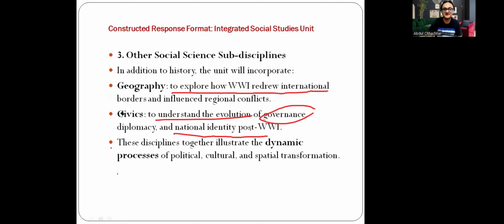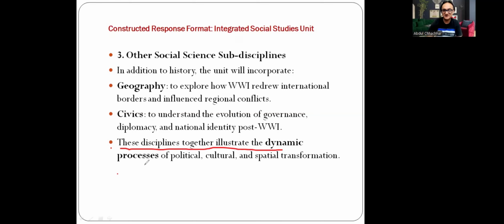You can integrate it with any subject: economics, moral education, okay? So in this context, these disciplines together illustrate the dynamic process of political, cultural, and spatial transformation. You can write a statement in it about why you are integrating and how this integration will have an impact.